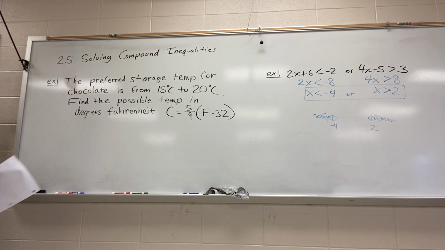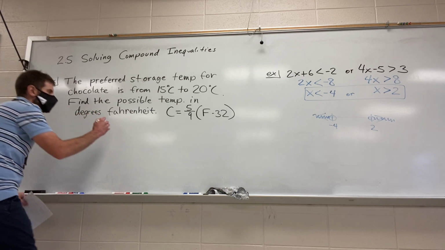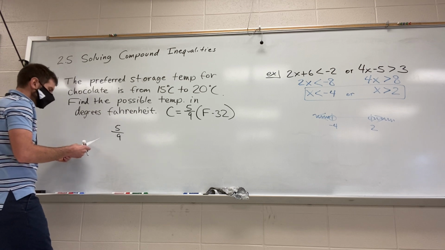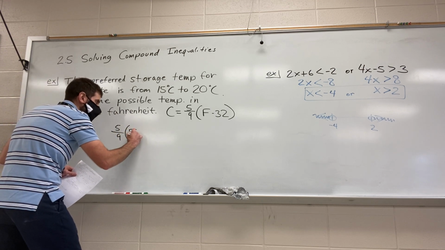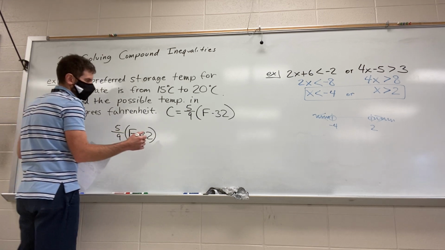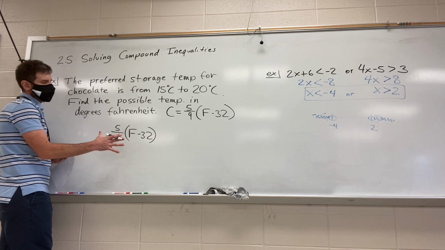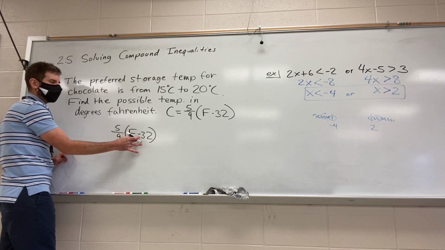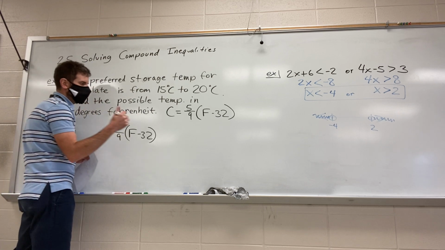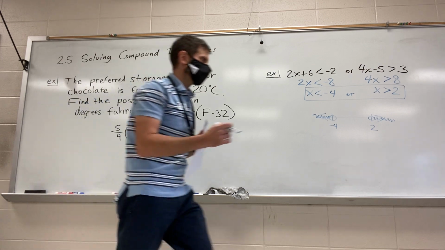It's an and one. And here's what I'd like for you to do: write 5/9 parentheses F minus 32 in the middle. So we're going to be changing our temperatures to Fahrenheit. We're going to solve for F, but we're given them in Celsius. What's the bigger temperature? 20. 20. Write that on the right.